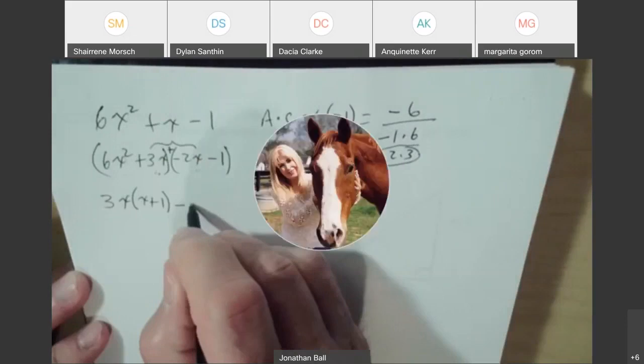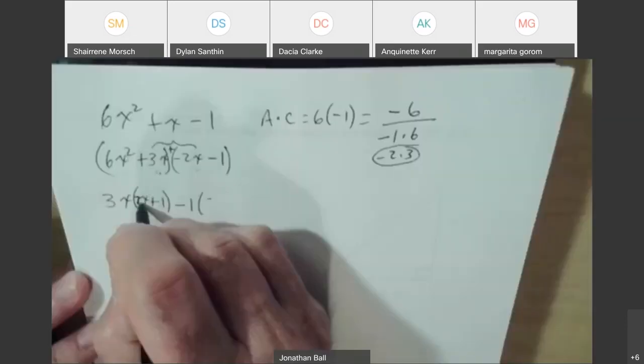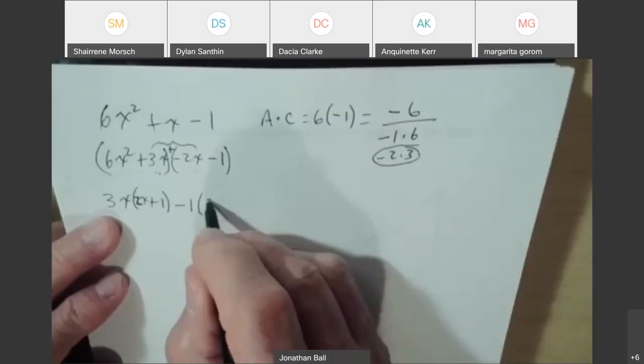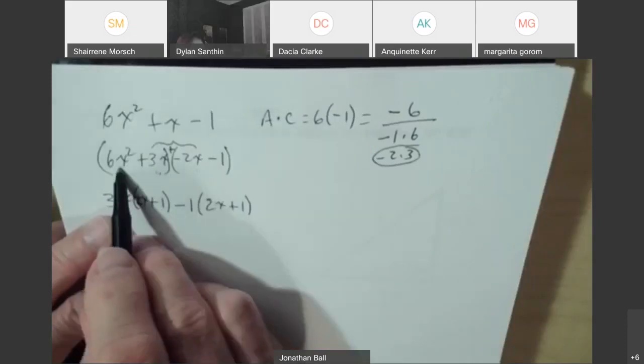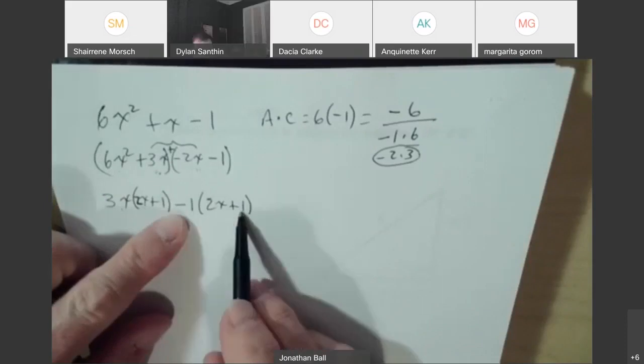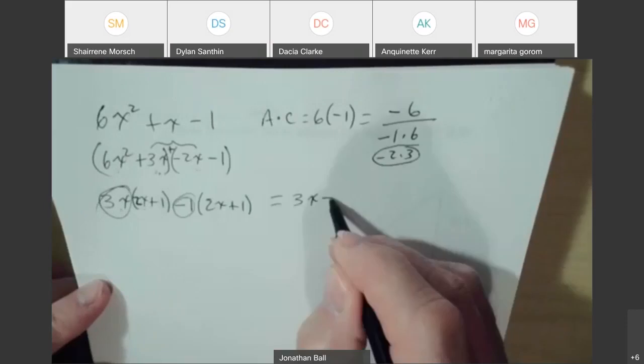What have I done wrong? Stupid boy, this is 2. I'm sorry. 3x. See, the one time I don't do it backwards and I got messed up. 3x times 2x is 6x squared. 2x plus 1. 3x times 1 is 3x, so we're right there. Negative 1 times 2x is negative 2x. Negative 1 times positive 1 is negative 1. We have these two. 3x minus 1 times 2x plus 1.